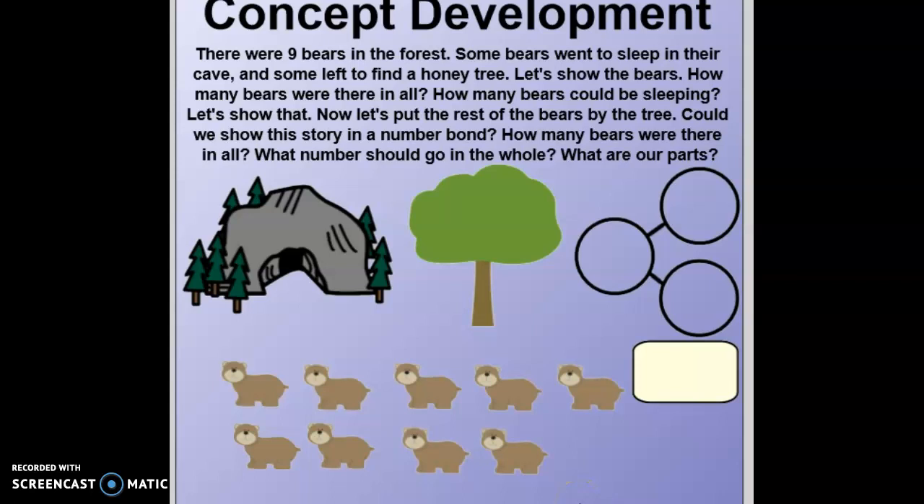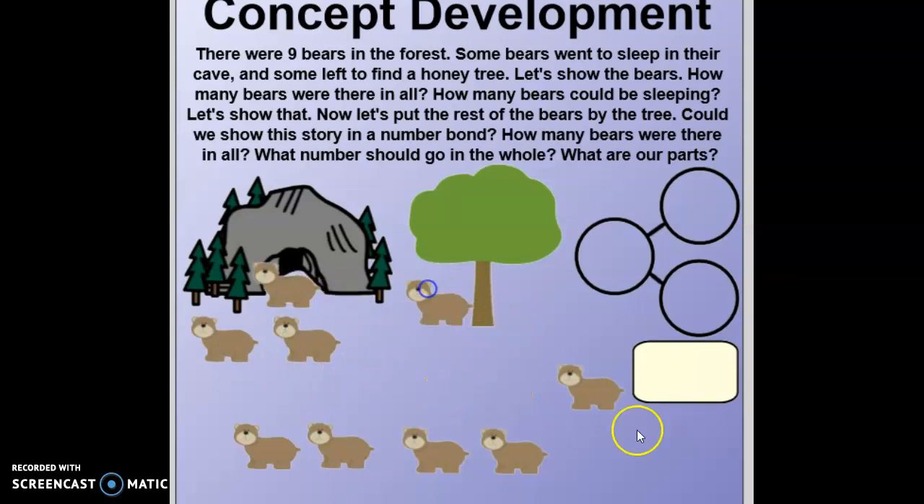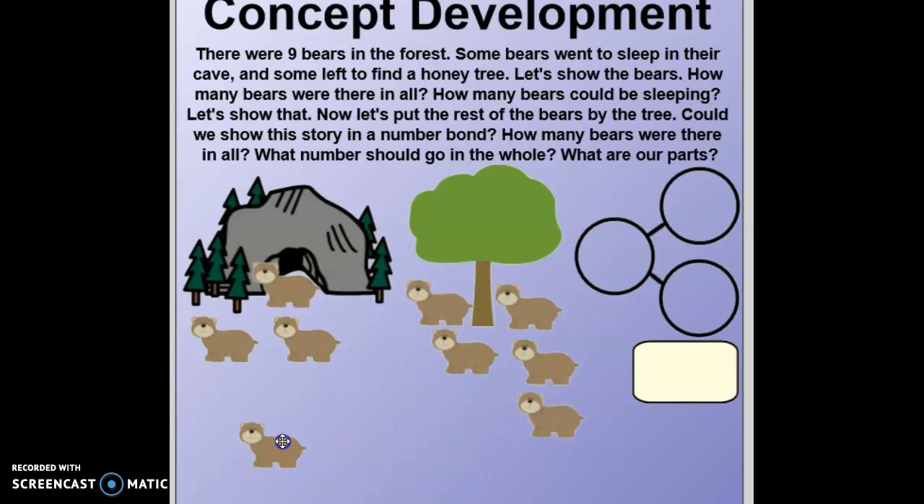Some bears went asleep in their cave and some left to find a honey tree. So we are just going to split them up. It doesn't tell us how many bears went each way in this problem. So I'm just going to say that 3 went to the cave. There they are. And these guys went to the honey tree to go find that honey.